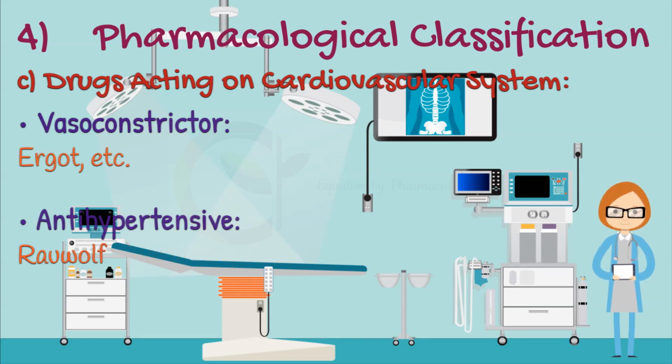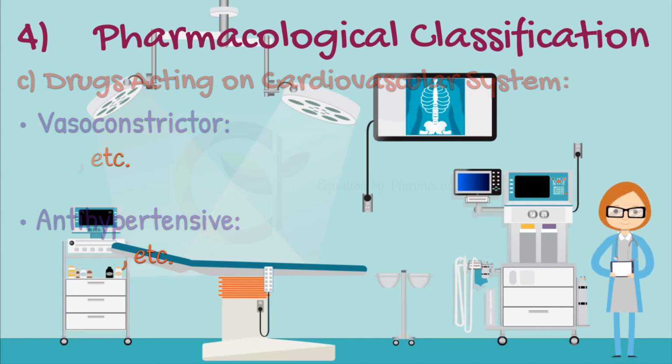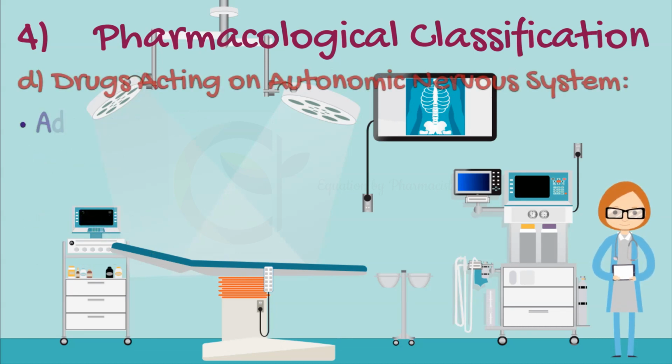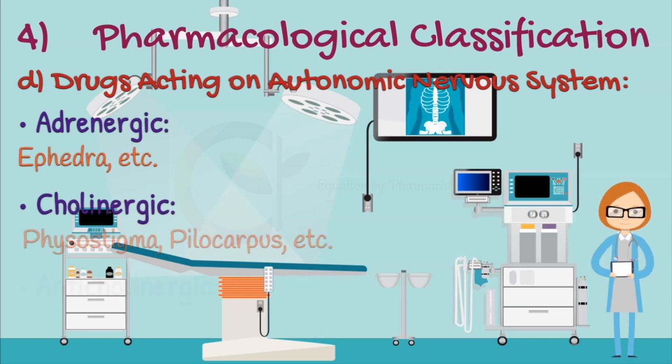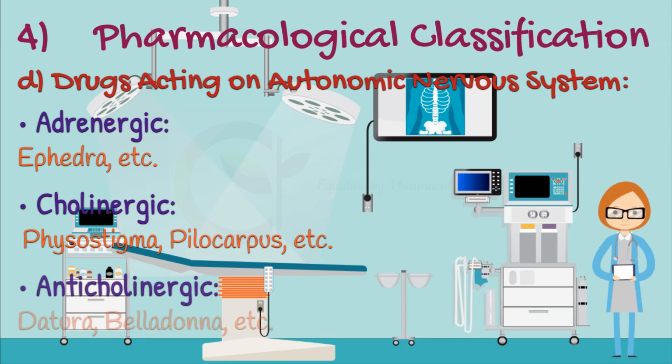Vasoconstrictor. For example, ergot, etc. Antihypertensive. For example, Rauwolfia, etc. Fourth category contains drugs acting on autonomic nervous system. This holds adrenergic. For example, ephedra, etc. Cholinergic. For example, physostigma, pilocarpus, etc. Anticholinergic. For example, datura, belladonna, etc.